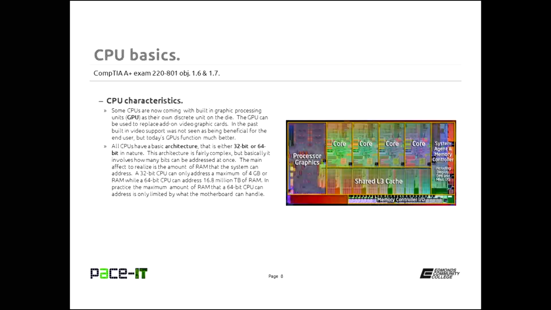A 32-bit CPU can only address a maximum of 4 gigabytes of RAM, while a 64-bit CPU can address 16.8 million terabytes of RAM. And yes, I did say 16.8 million terabytes. That's a tremendous amount of RAM. In practice, in the real world, the maximum amount of RAM that a 64-bit CPU can address is only limited by what the motherboard can handle.